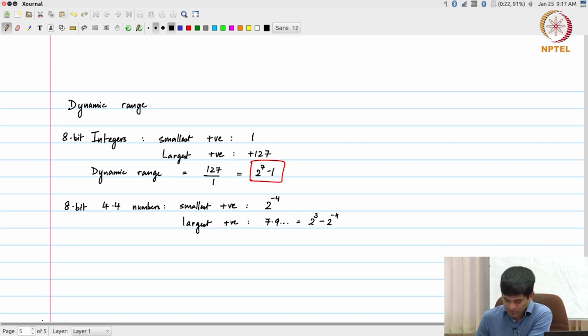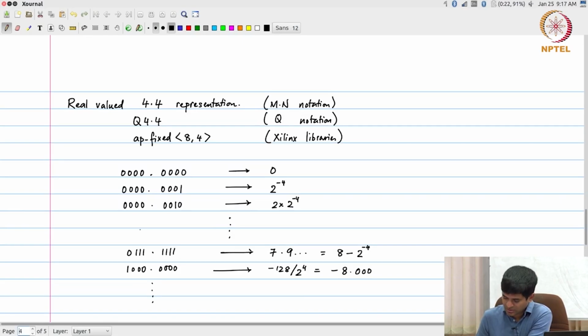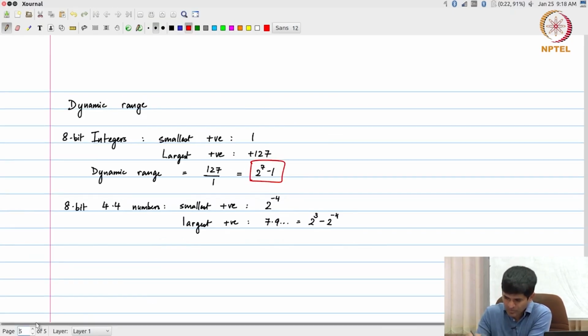No, I have 4 bits for this one, right? I am talking about this notation over here, this value. So it will be 8 bits, so there will be 4 bits before the decimal point, maximum value can go up to 7, so 2 power 3, right? So 2 power 3 minus 2 power minus 4. Once again, dynamic range is 2 power 3 minus 2 power minus 4 divided by 2 power minus 4, which is exactly equal to 2 power 7 minus 1, right?